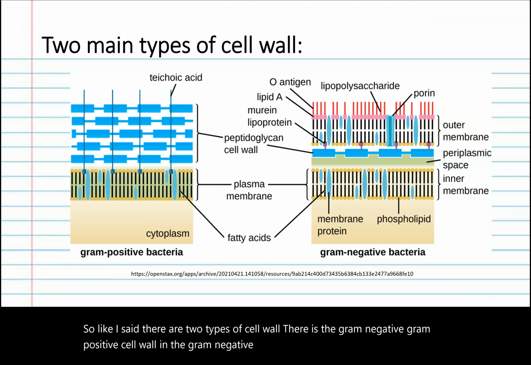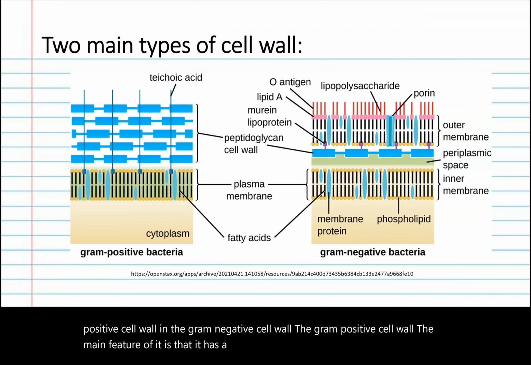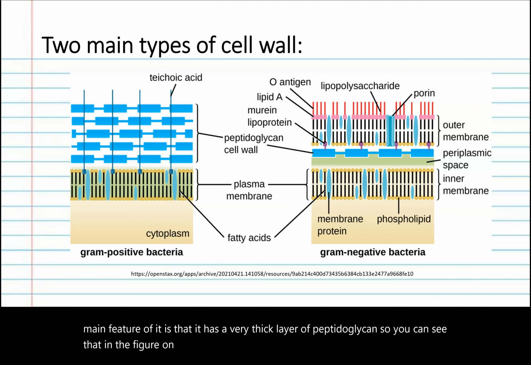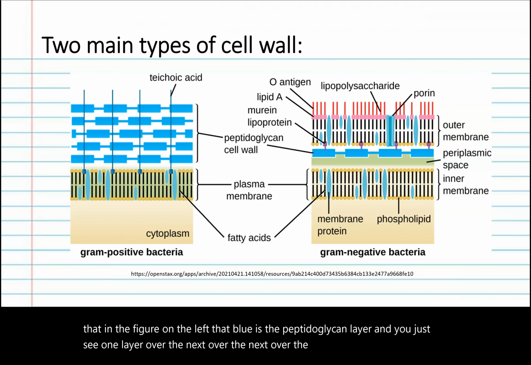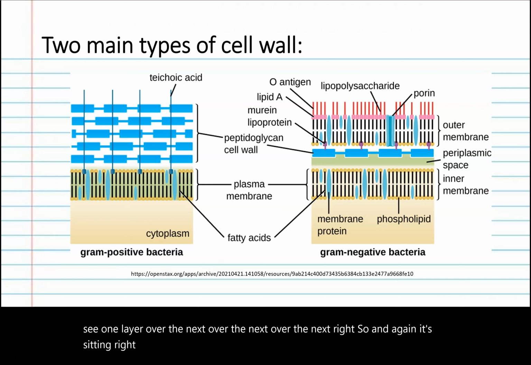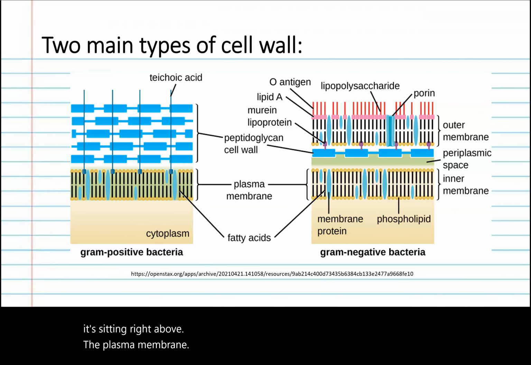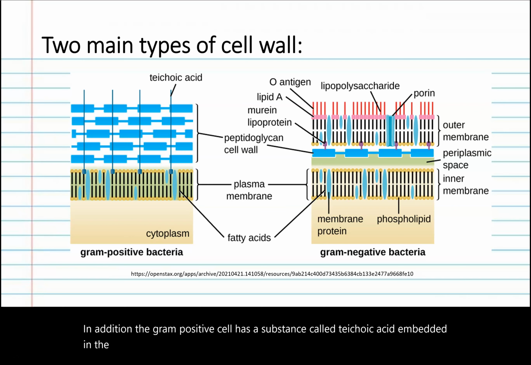The gram-positive cell wall, the main feature of it is that it has a very thick layer of peptidoglycan. You can see that in the figure on the left. That blue is the peptidoglycan layer, and you just see one layer over the next, over the next, over the next, all right? And again, it's sitting right above the plasma membrane. In addition, the gram-positive cell has a substance called teichoic acid embedded in the peptidoglycan layer. That is characteristic of our gram-positive bacteria, and we don't see it in our gram-negative bacteria.